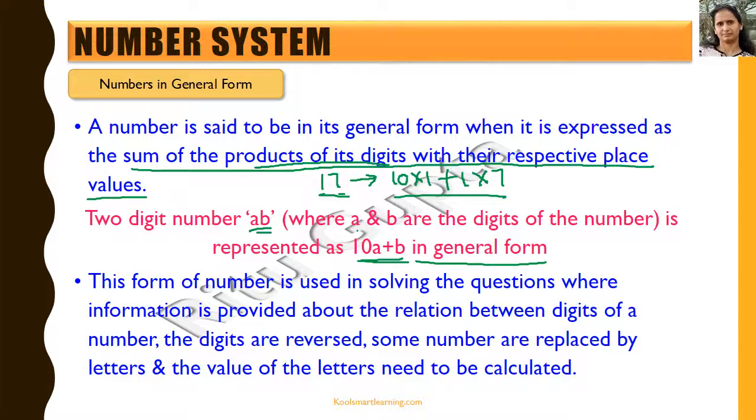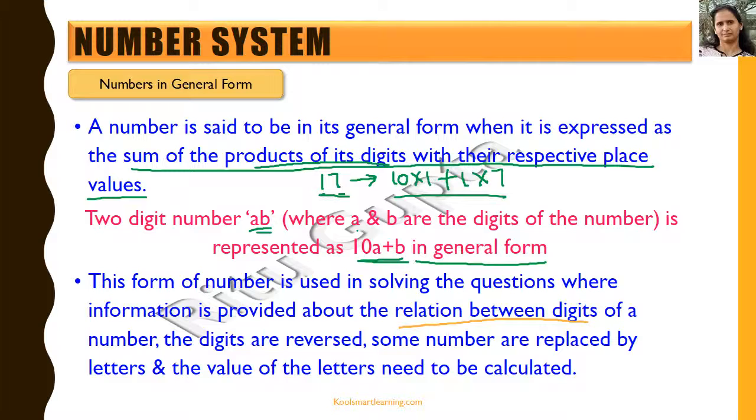Now why do we need to write a number in its general form when the standard form is much simpler to use? Why would I want to write 17 as 10 into 1 plus 7 instead of writing it as 17? So let's understand that. This form is used in solving questions where information is provided about the relation between the two digits. Supposing some relation between A and B is provided to us, that is where we need to talk about the digits of the number specifically, and that's where we use the generalized form.